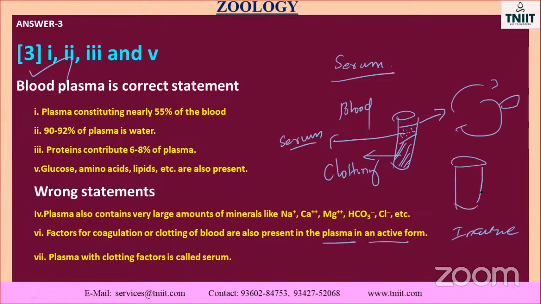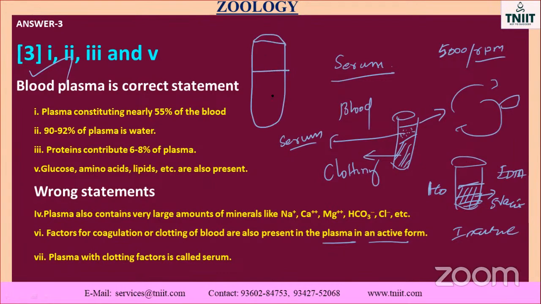When you add the anticoagulant substance, anticoagulant, EDTA, ethylene diamine tetraacetic acid, and one more is sodium citrate. These are the anticoagulant substances. When you add this, what will happen? The same process is there, but it remains liquid as it is, and it is kept under rotation, 5000 RPM, rotations per minute. It will be rotated. Then the liquid part and the solid part will get separated like this, the upper portion and the lower portion.